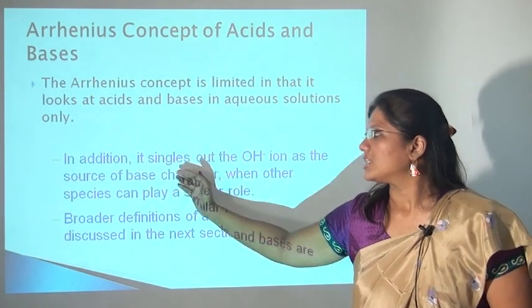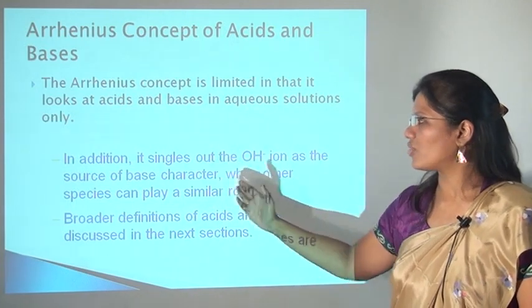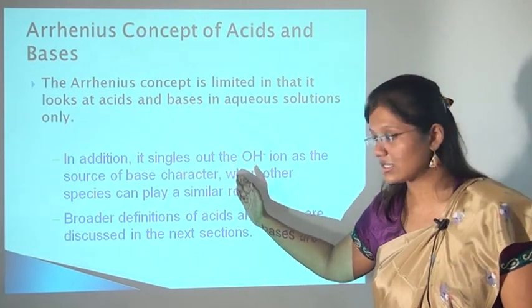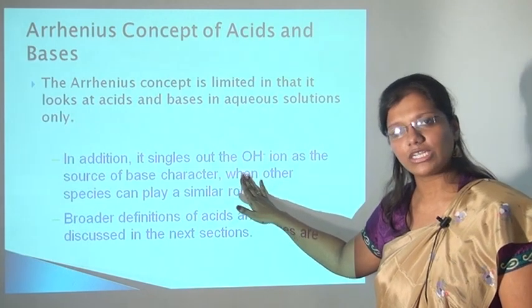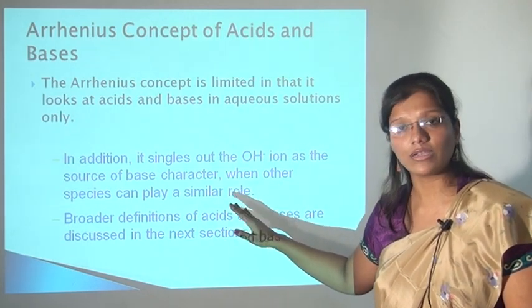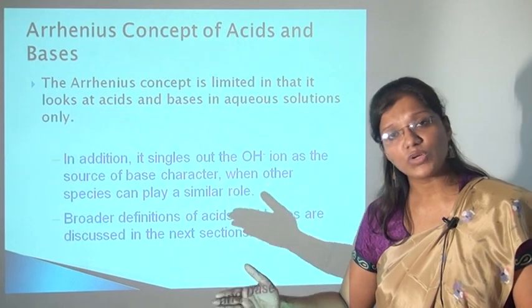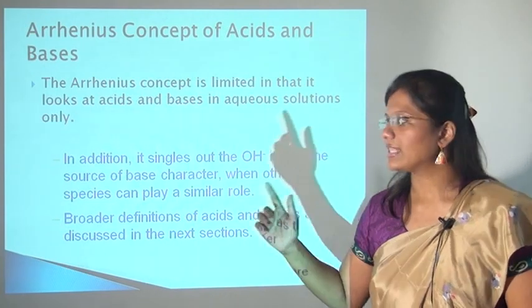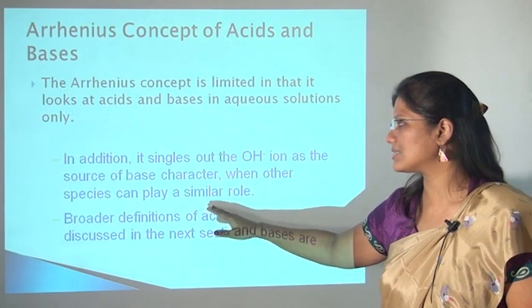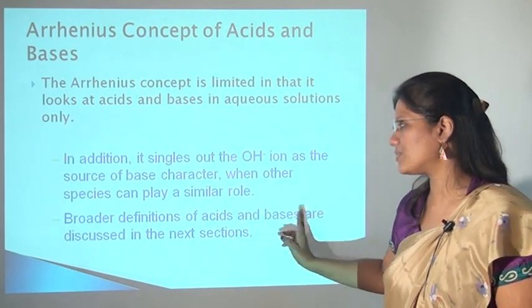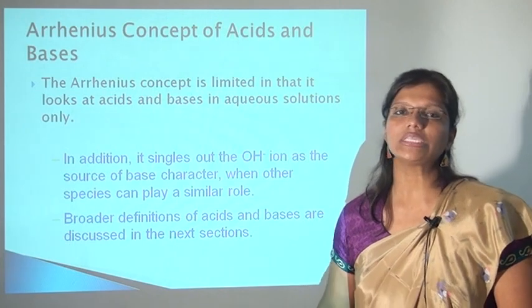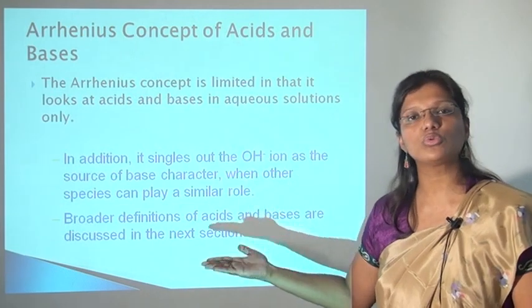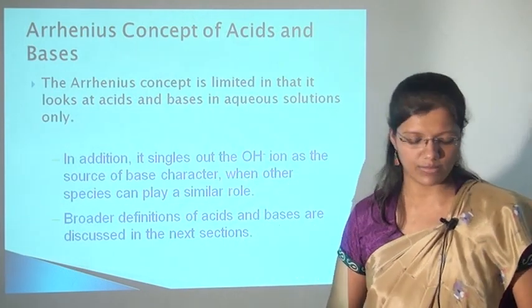Second, it singles out the OH minus ion as the source of base character when other species can play a similar role. This concept says that a compound which contains OH minus ion is known as a base, but there are other bases which don't contain OH minus ion, although they are known as bases. Therefore, this is the second limitation of the Arrhenius concept. Third, broader definitions of acids and bases are discussed in the next sections. Here you can see that these limitations are very large. Therefore, we have to go to the second concept, the Lowry-Bronsted concept.